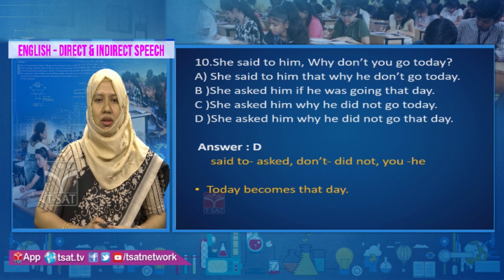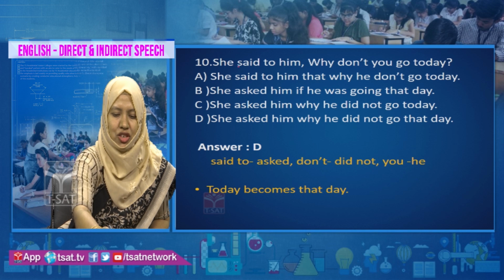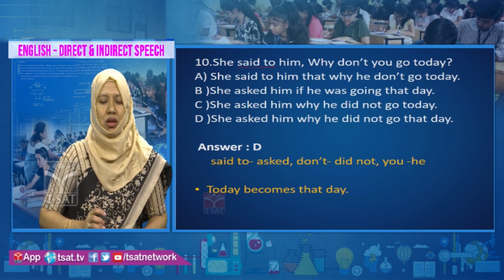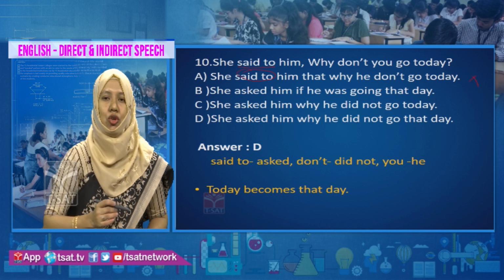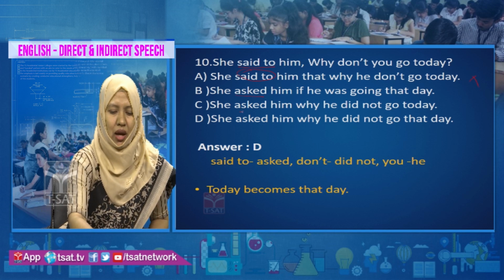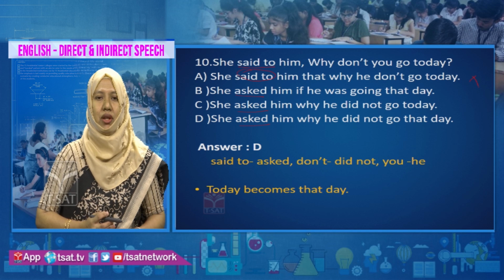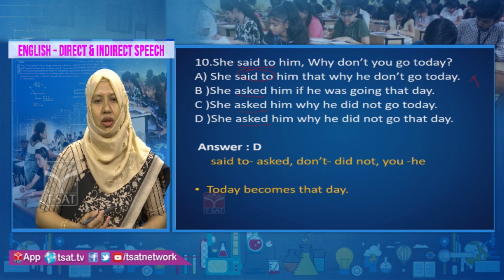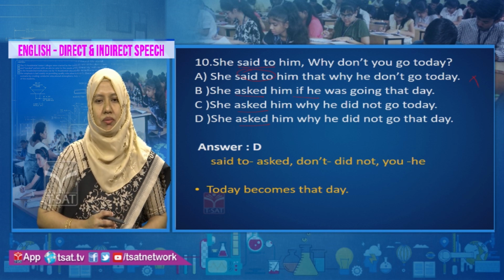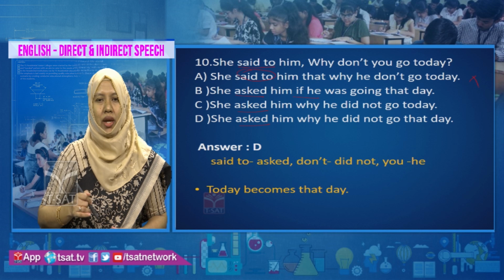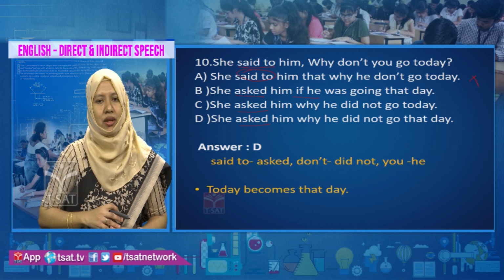Now remember, you have to change the reporting verb. She will be she, said to will change to asked. So here in option A, said to is there, so you can eliminate this option A. Asked, asked, asked. Now we are left with three. Let us look at which is the suitable one out of three. Asked him if he is given here in option B. In option C, why he did not go today is mentioned.